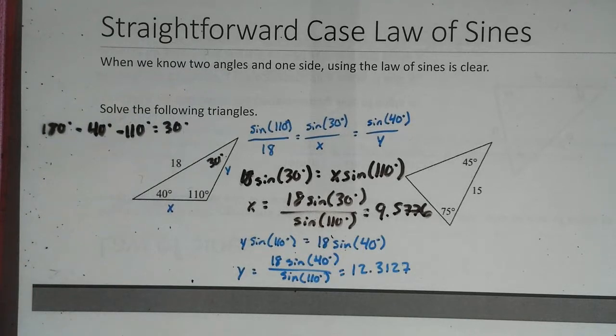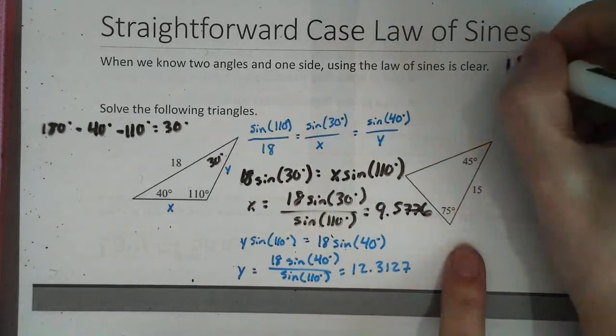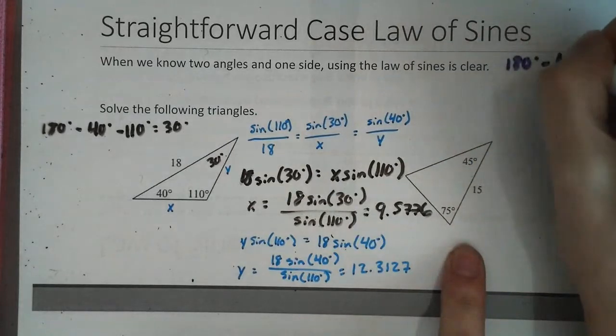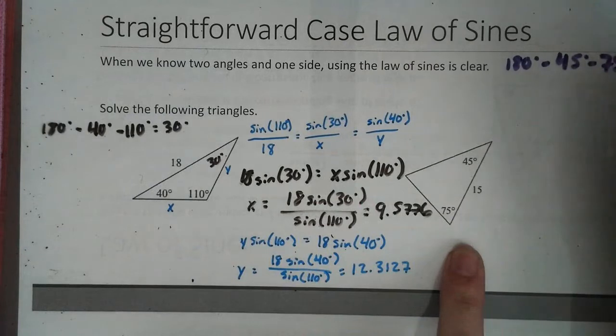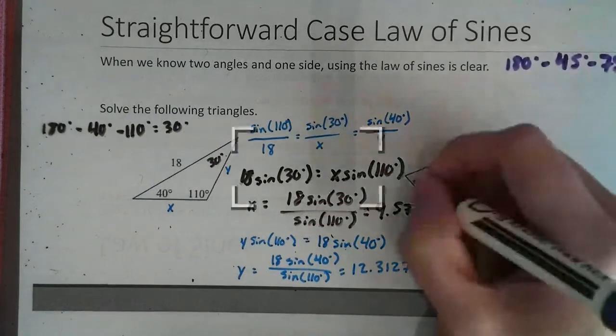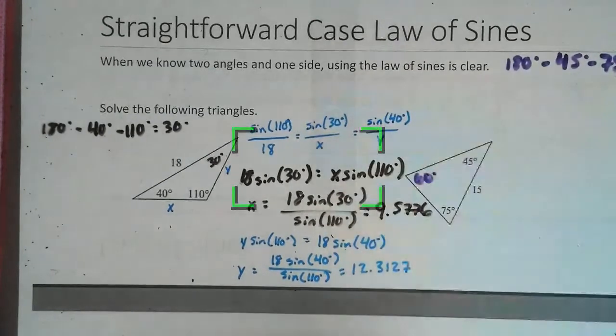Let's try this next one. We have two angles and a side. So we have 45 degrees, 75 degrees, and 15. I can solve for my third angle if I take 180 degrees and subtract 45 and the 75. That's going to give me 60. That angle is 60 degrees.